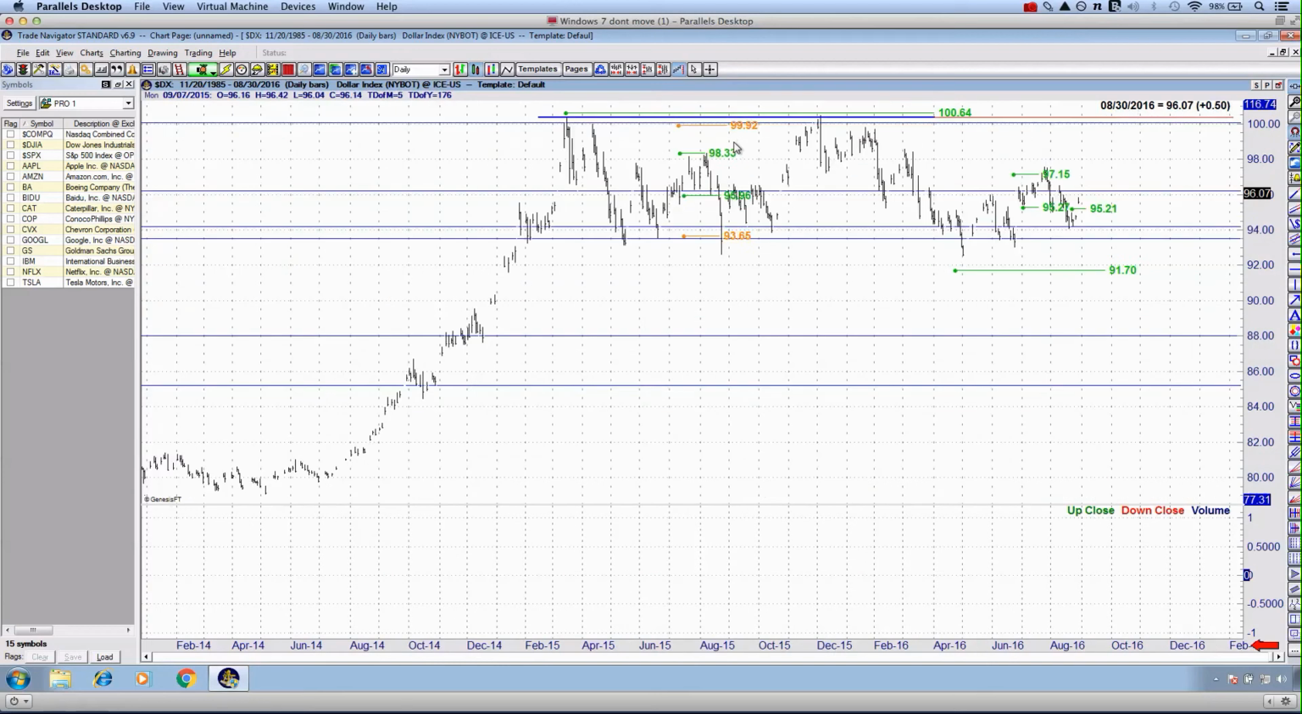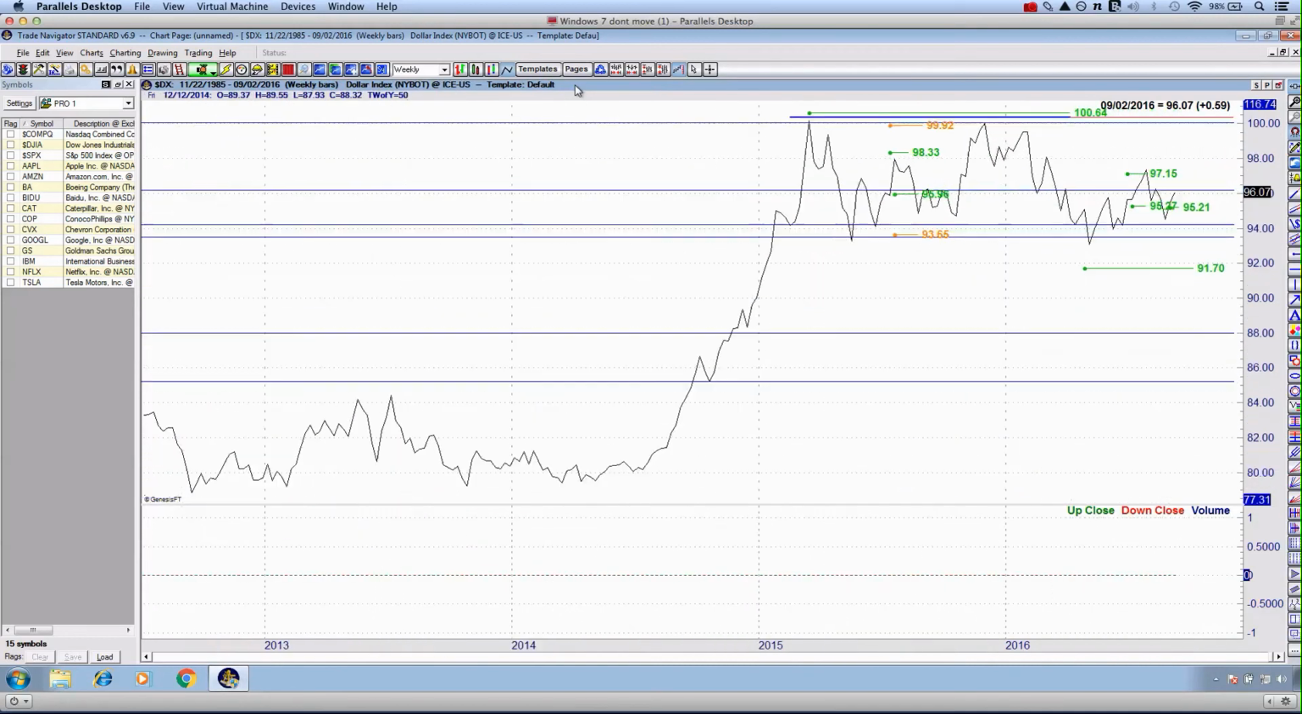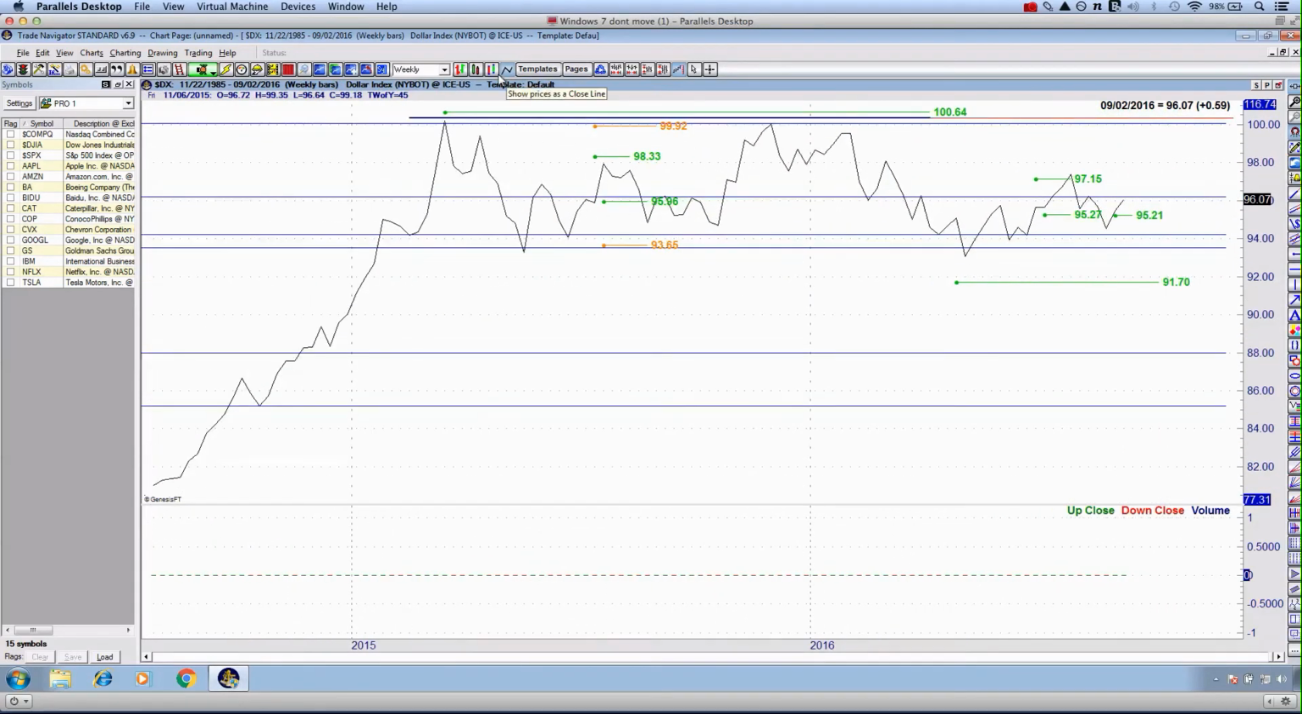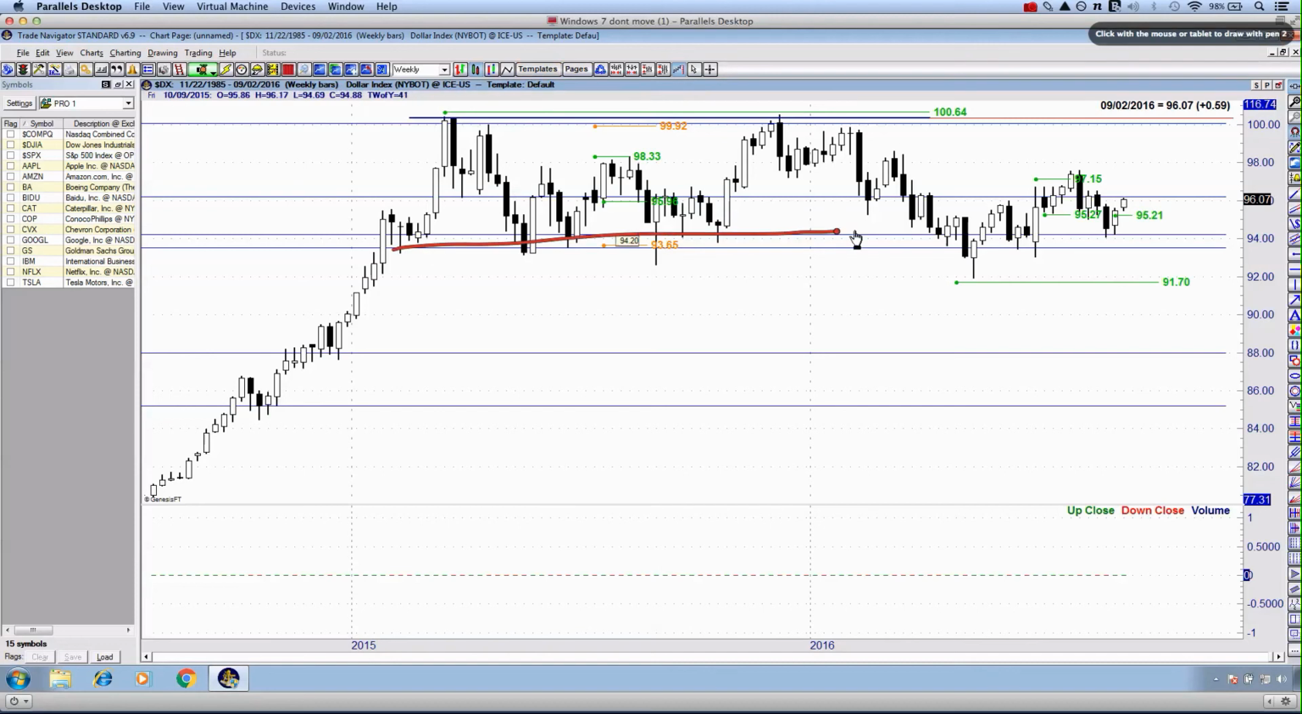Or if we are finally going to see an end of this consolidation on the US dollar, I'll change my chart so you can see this a little bit nicer. Maybe if I go to a weekly chart, it will look less messy. Maybe I can bring up the candlesticks actually, but you can see this for yourself.